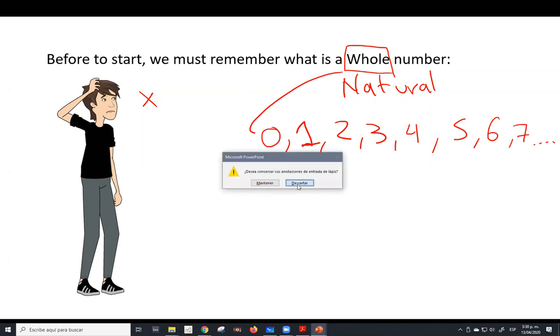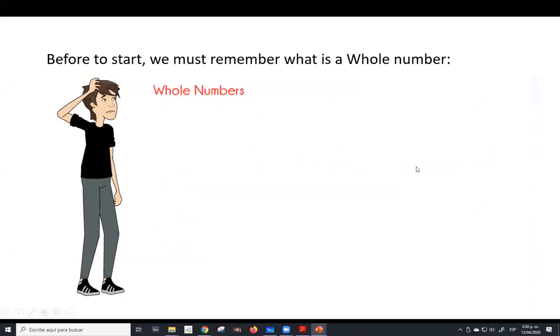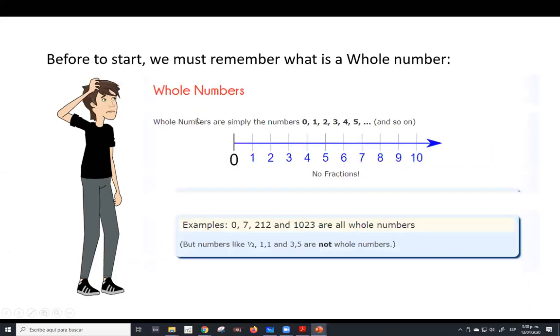So let me do this again. Okay, here's the definition. Whole numbers are simply the numbers 0, 1, 2, 3, 4, 5, and so on, but without the fractions, without the decimals, because you don't count with fractions or decimals. Those are used to describe parts of something, but you don't use them to count. You use to count 0, 1, 2, 3, 4, 5, 6, 7, etc. So now that we remember that, that is a simple definition.